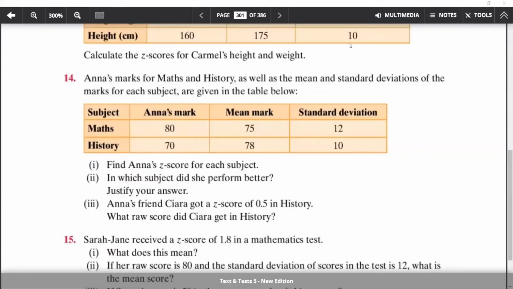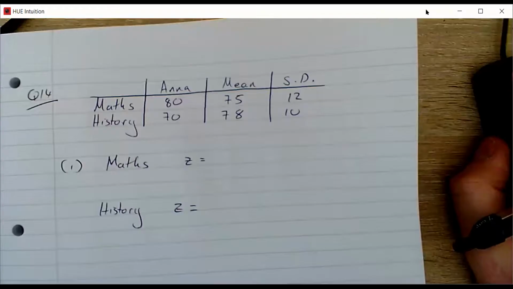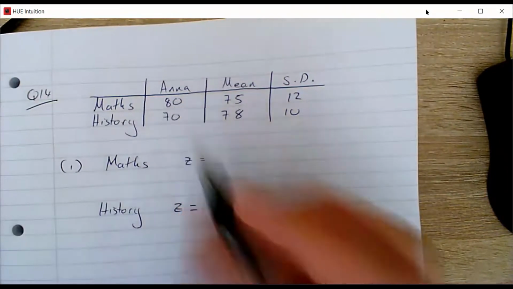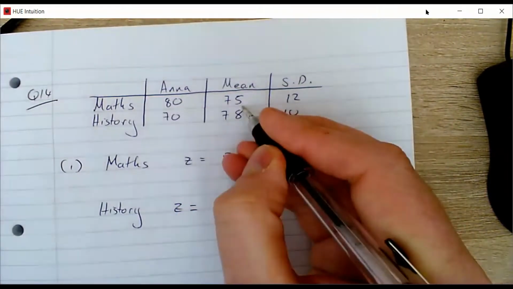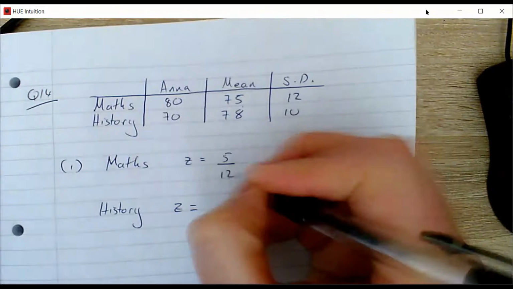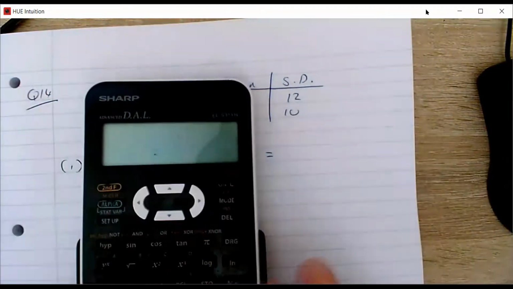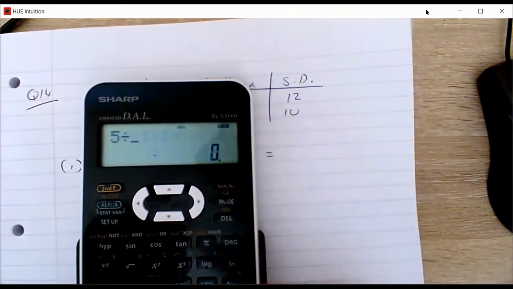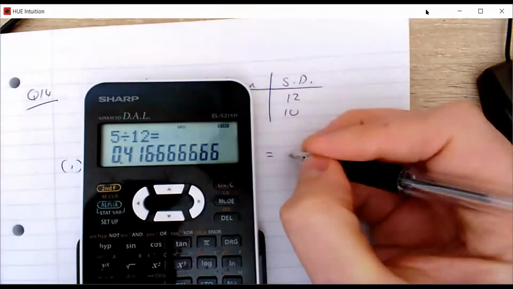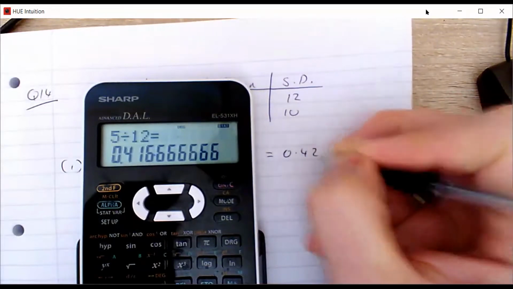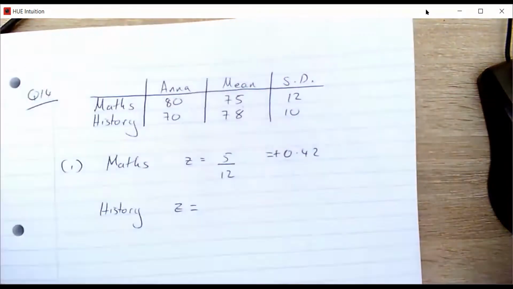Okay, we'll finish with question 14. Anna's marks for maths and history are given in the table. Find her Z-score or her standard score for each subject. Well, in maths, Anna scored 5 more than the average score. So 5 divided by 12 will give you her Z-score. 5 over 12 is going to be 0.42. And that's a positive Z-score, plus 0.42.